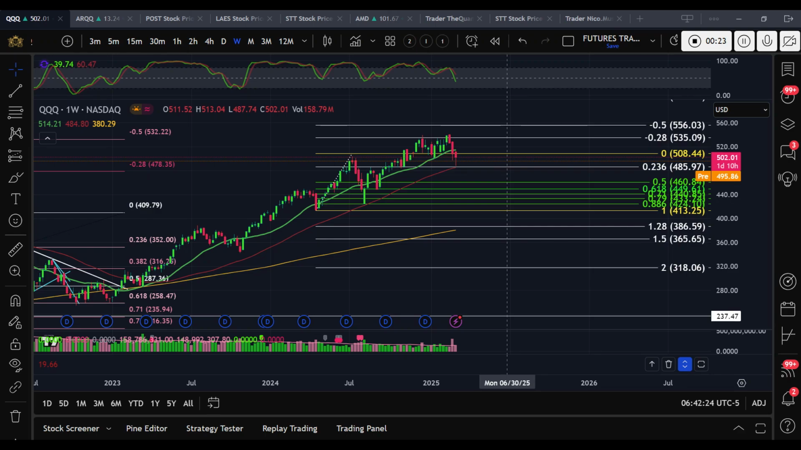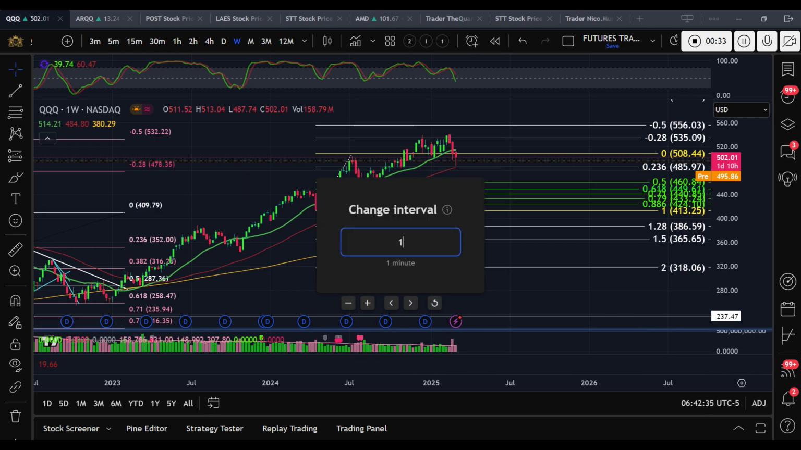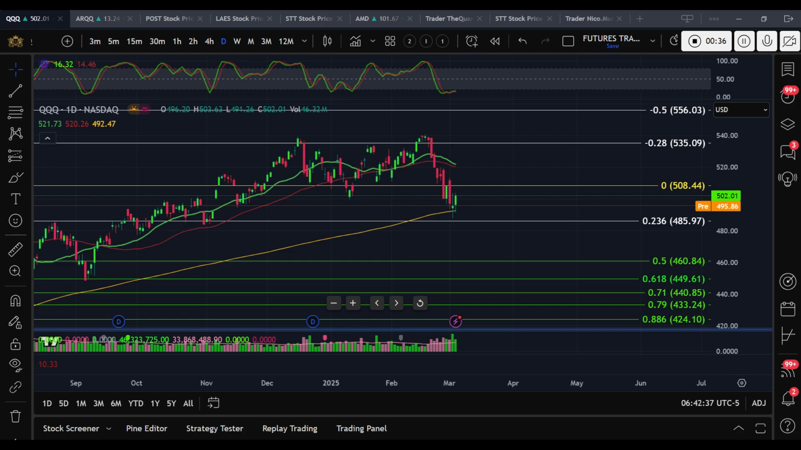So we took a QQQ trade yesterday, and at the end of the day, I let you guys know that on the daily, I do believe we had bounced off of the 200 moving average, and that we would probably get another pass at that 200 moving average before we could potentially take some bullish trades.